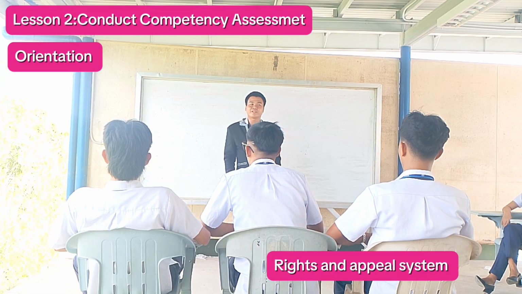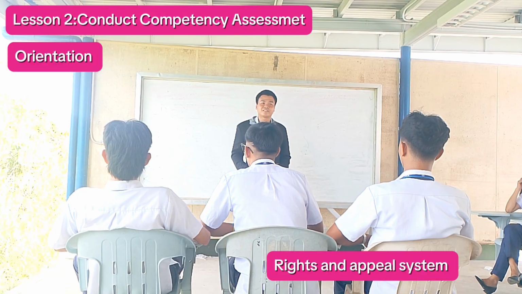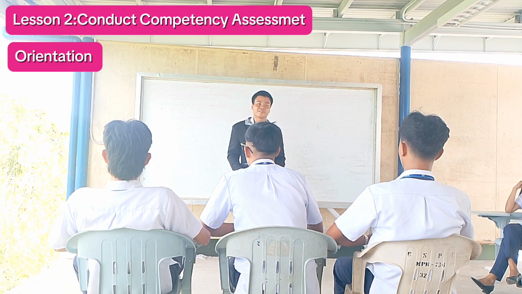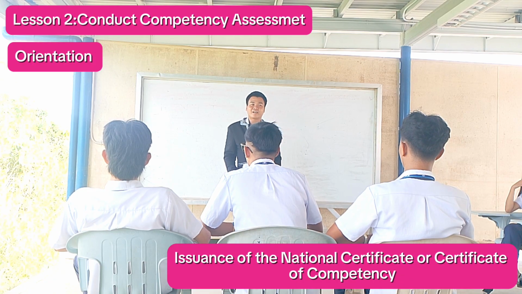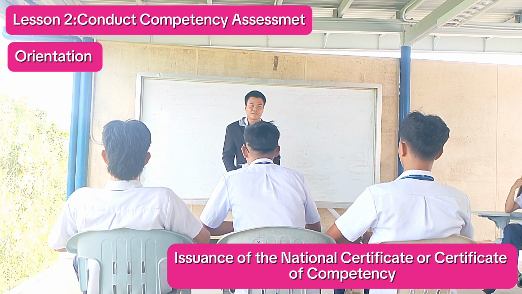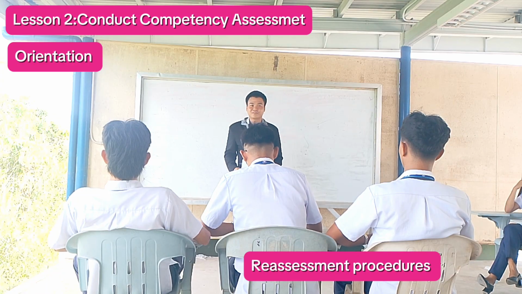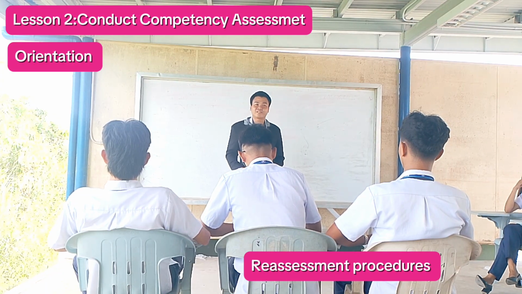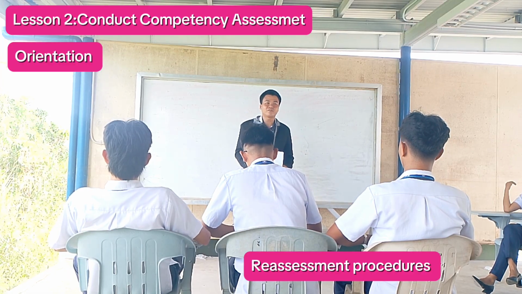In case you have any question regarding the assessment results, you have the right to appeal. You can submit your appeal to the provincial office where the assessment center is, through the assessor or intern. Issuance of the national certificate or certificate of competency. The AC manager shall inform you where you can claim your national certificate within 5 working days after the assessment. Reassessment. If after the assessment you are found not yet competent, don't worry about it because you can be assessed anytime at your own convenience.